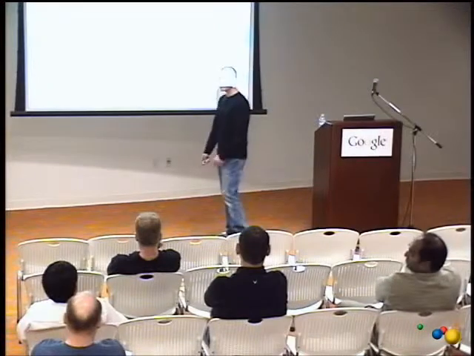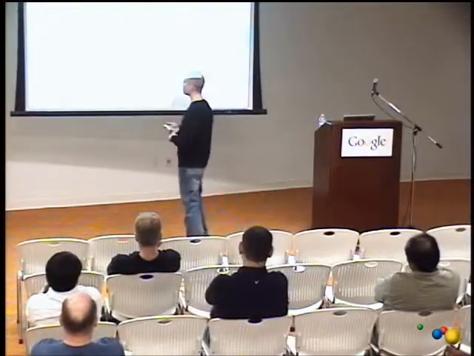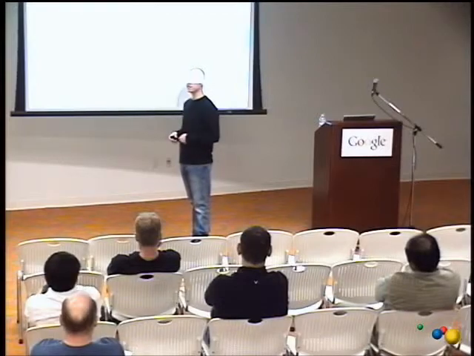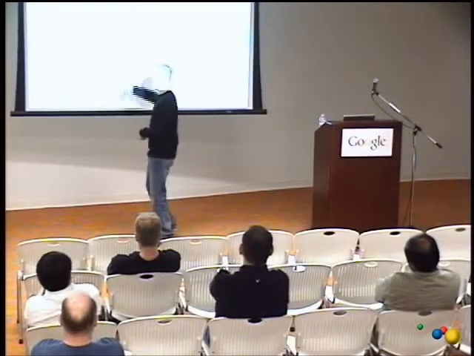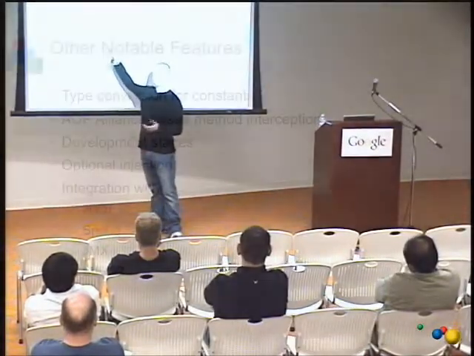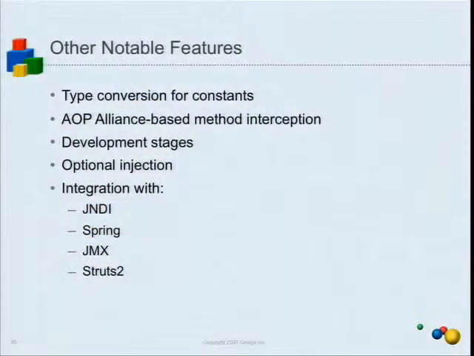Someone asked if Guice depends on all these things, and the answer is no. Guice is broken down into separate modules, so you can take what you need. The JNDI one is in the core Guice because JNDI is in the core JDK already. But the Spring one's just a separate jar that you can include if you want to use that. Same with Struts 2. JMX is in the core jar also.